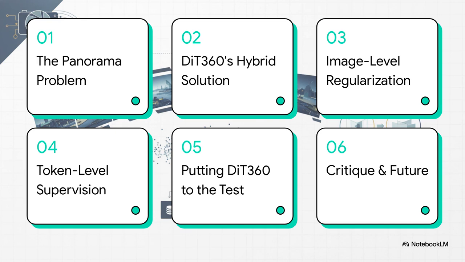We're going to break this down into 6 parts to really understand it. First, we'll dig a little deeper into the Panorama Problem. Then, we'll unveil DiT360's super clever hybrid solution. After that, we're doing a 2-part deep dive into their secret sauce, image-level regularization and token-level supervision. Then we'll put it to the test and see the results. And finally, we'll wrap up with a fair critique and a look at what the future holds.